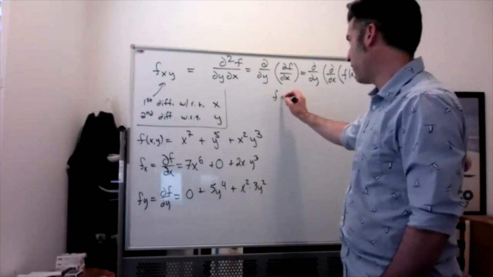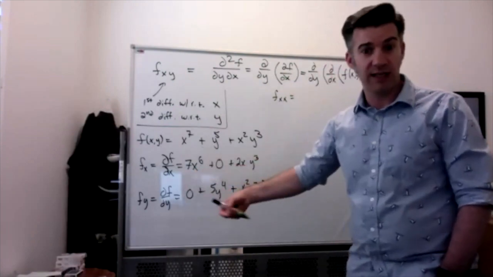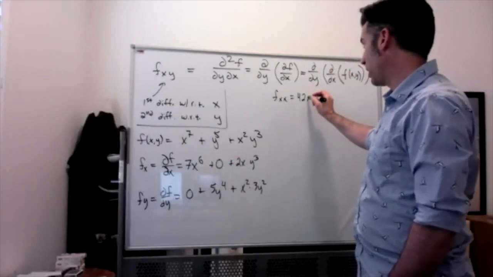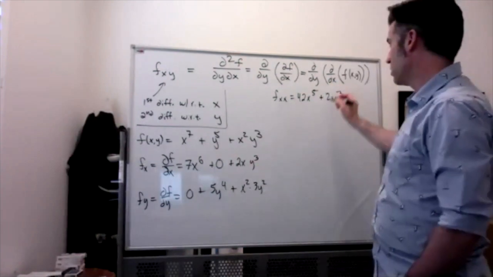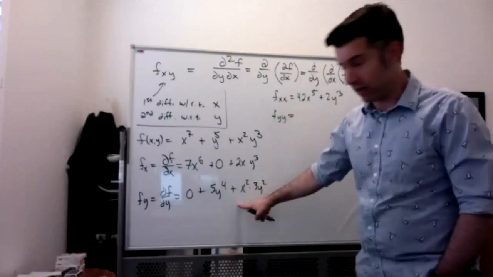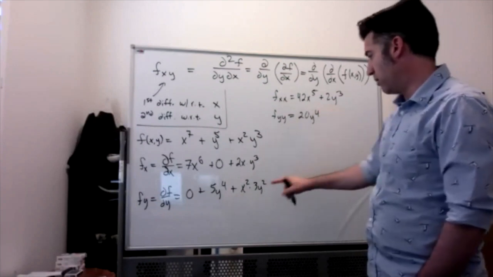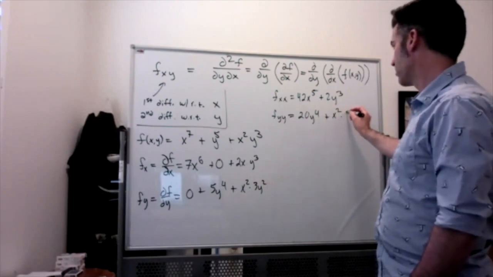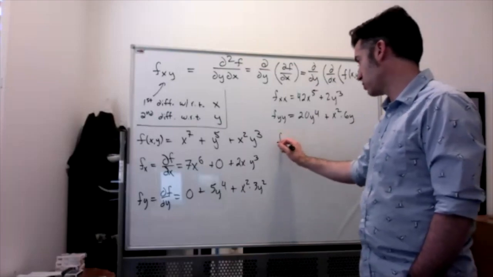And then our fxx is going to be, so we just take our fx and we differentiate with respect to x again. So we get, let's see, 42x to the 5th and 2y cubed. And then fyy, differentiate this with respect to y again. We're going to get 20y to the 4th, and then x squared times 6y, which again, I would write as 6x squared y. And then finally, the mixed partials.